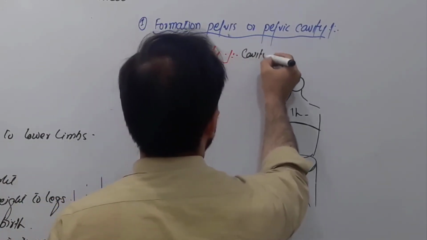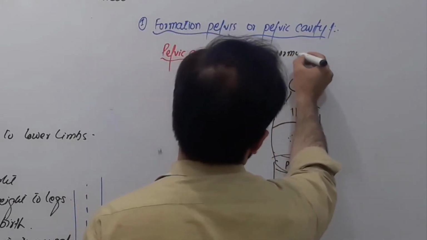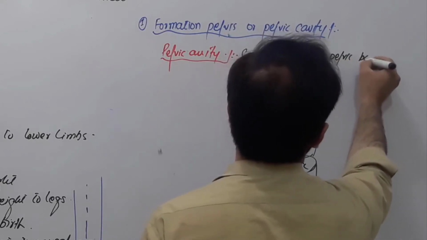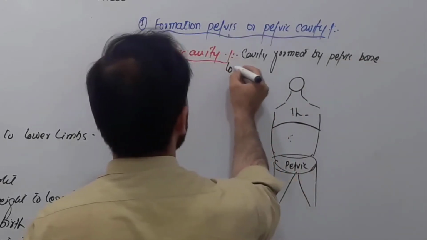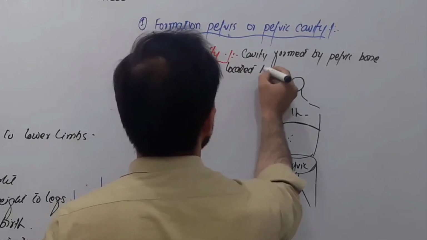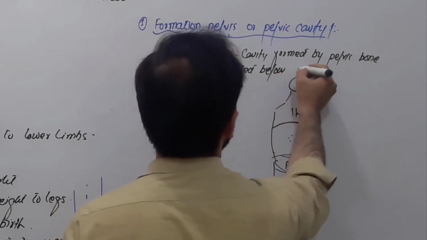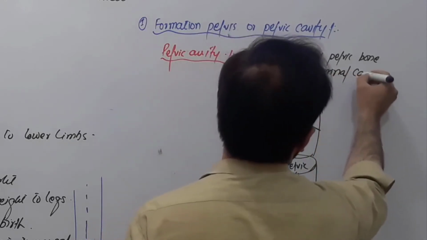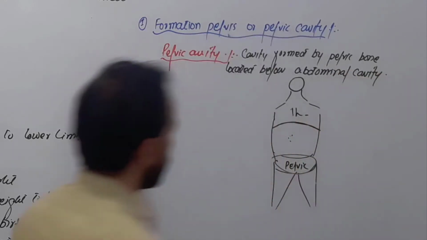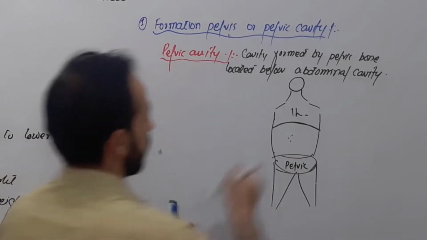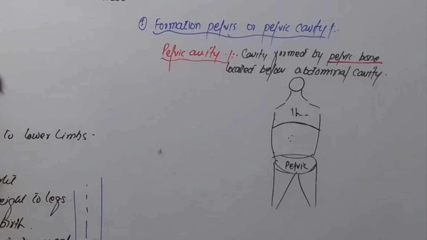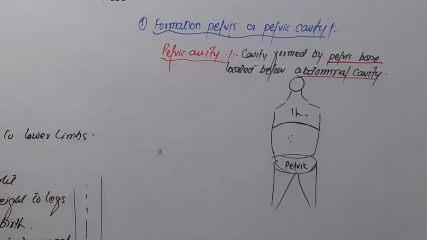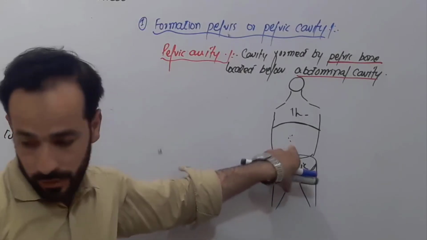Cavity formed by pelvic bone which is located below abdominal cavity, right? The cavity which is formed by pelvic bone, right, and it is located below or inferior to the abdominal cavity. This is called pelvic cavity.